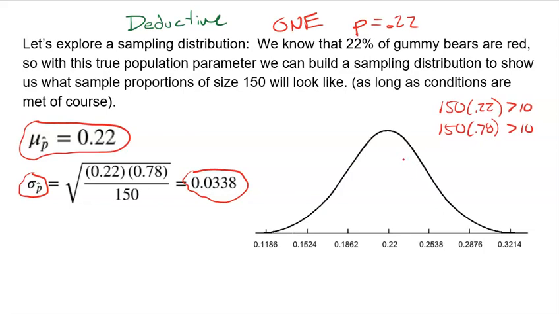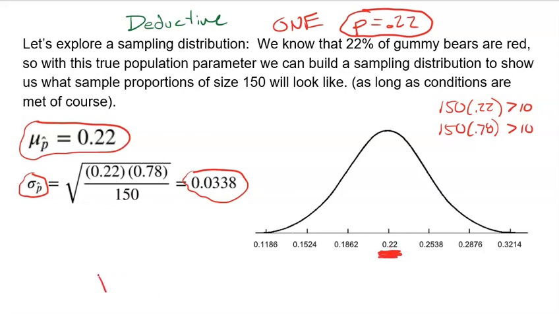Okay, so we have the shape, we have the center, we have the spread. All this tells us what is normal, right? Remember, there is only one true proportion out there. 22% of gummy bears are red. But a sampling distribution shows you the millions of p-hats that are possible. And the cool thing about a sampling distribution is we know the truth, right? We know the truth, deductive reasoning.